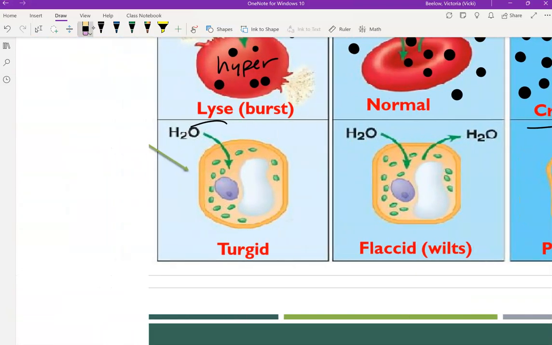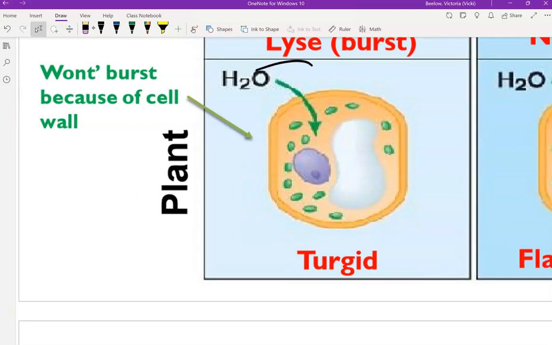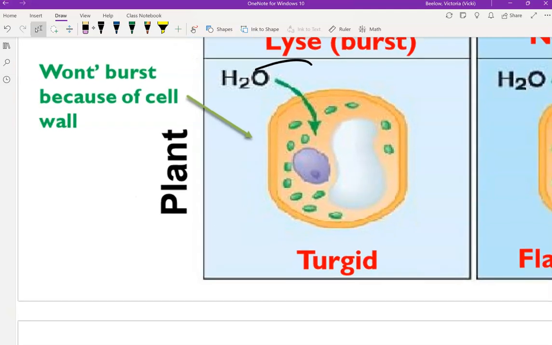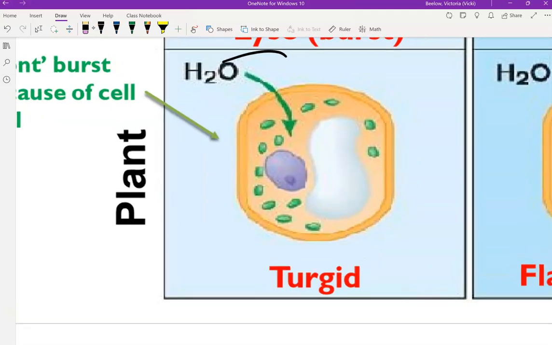Now, plant cells aren't affected in the same way because they have a cell wall. So plant cells actually prefer this, and they also have that central vacuole right here. In this situation, if you give a plant pure water, water is going to move into those cells. And that's fine because a plant cell has a cell wall, so it won't burst. This is what we call turgid. This is actually what plant cells prefer because then they have a lot of water.